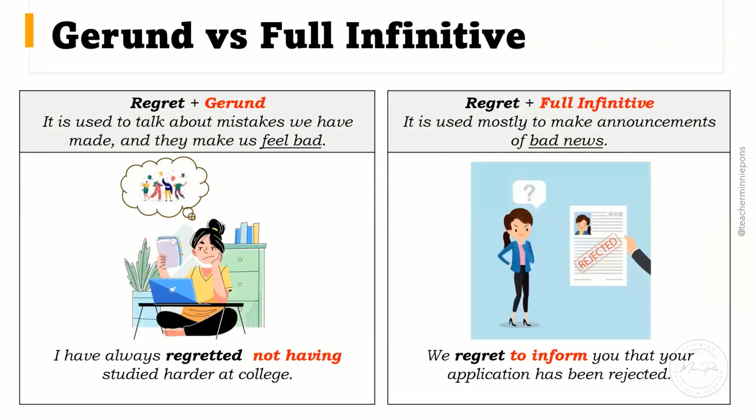Now, let's see the difference between regret plus gerund and regret plus full infinitive. Regret plus gerund is used to talk about mistakes we have made and they make us feel bad. For example, I have always regretted not having studied harder at college. In this sentence, the woman is thinking about the things she did instead of studying when she was at college.